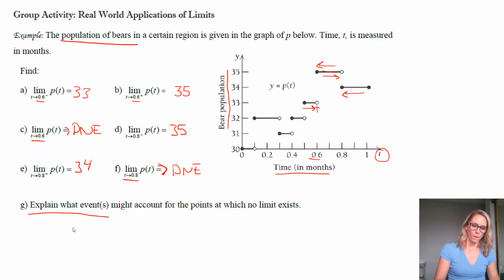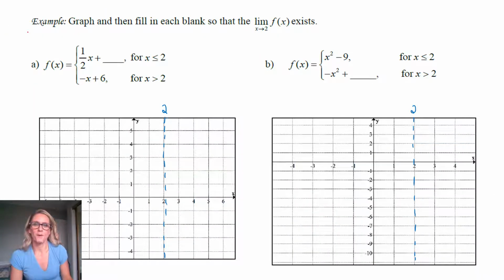So now to finish this section up, we are going to graph and fill in each blank so that we have limits that exist. For both of these examples, the limit is at 2, meaning that it's piecewise functions where we have pieces on either side of the value x being 2. So I've drawn these little dotted lines that go vertically just to remind myself, okay, half of this function is on one side and half is on the other.